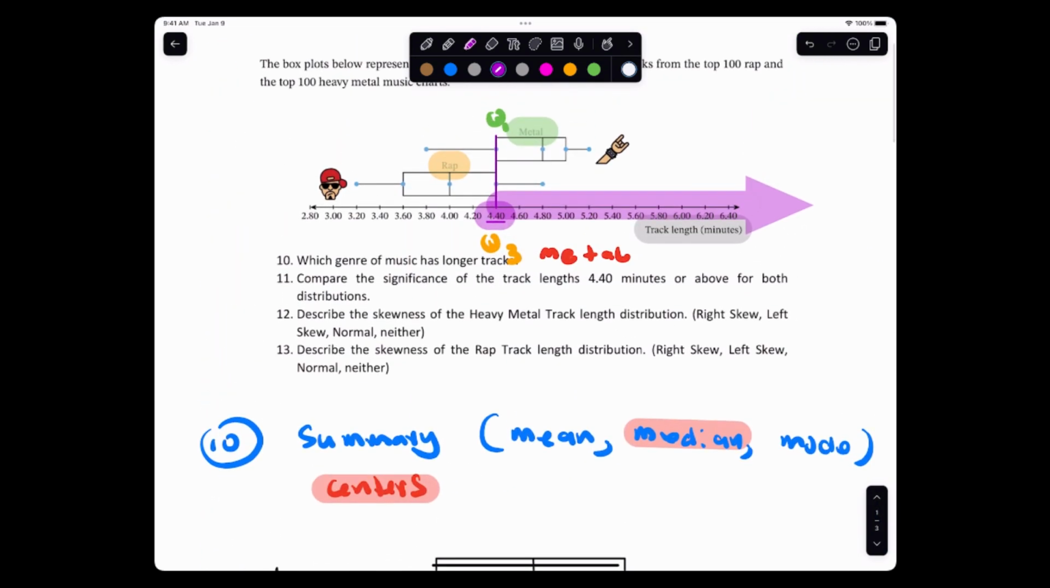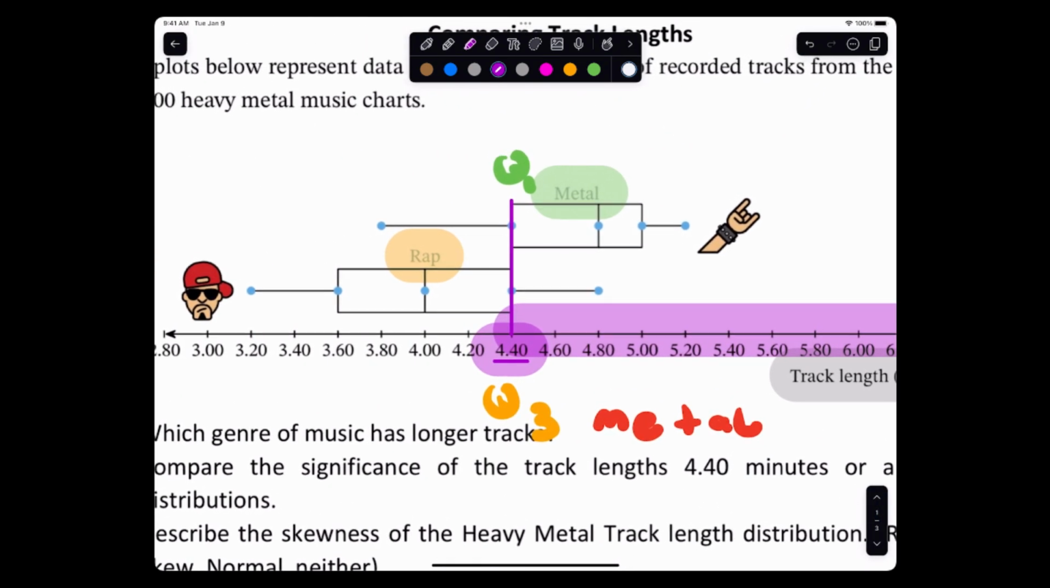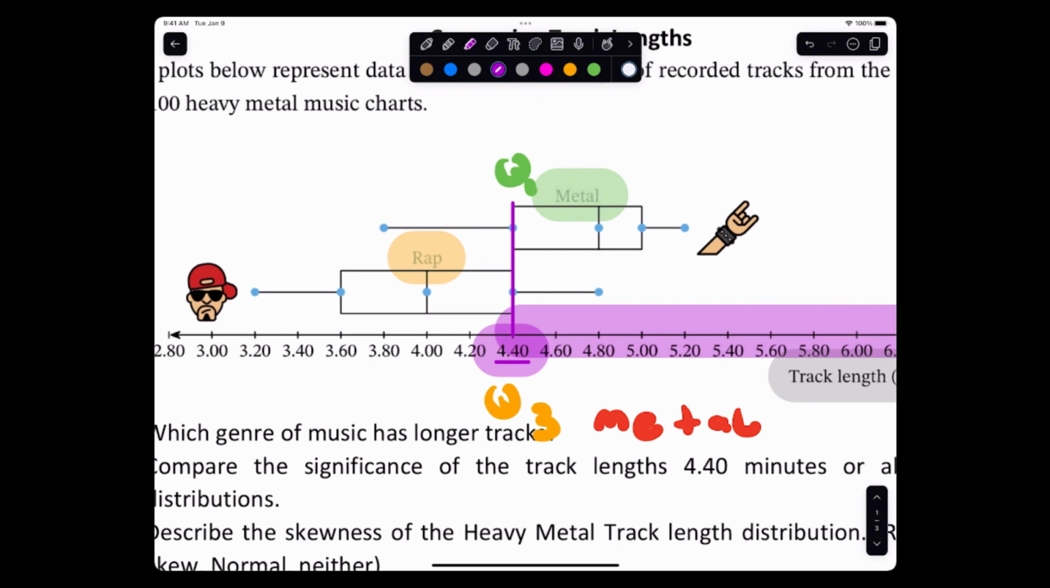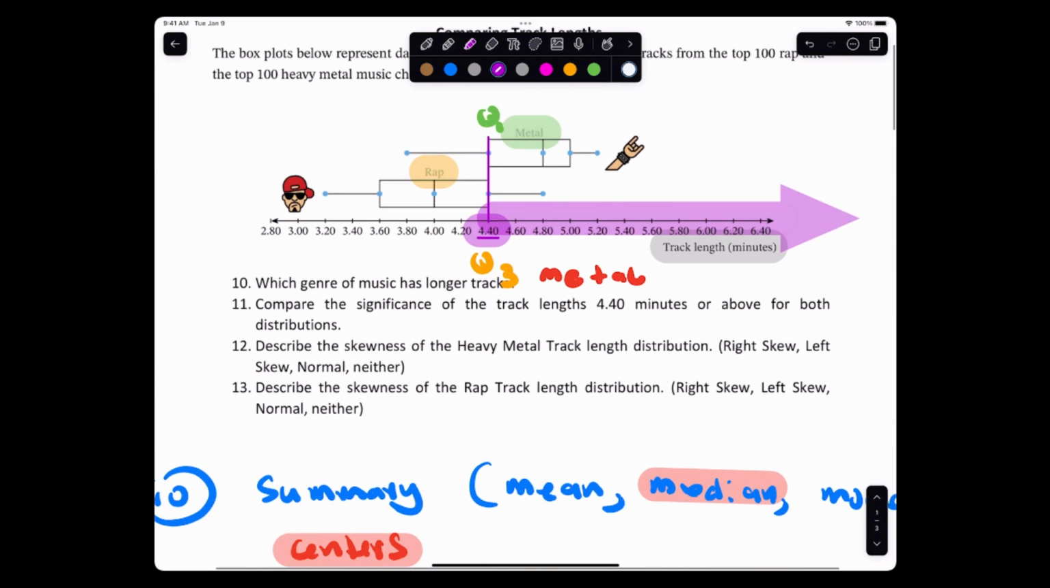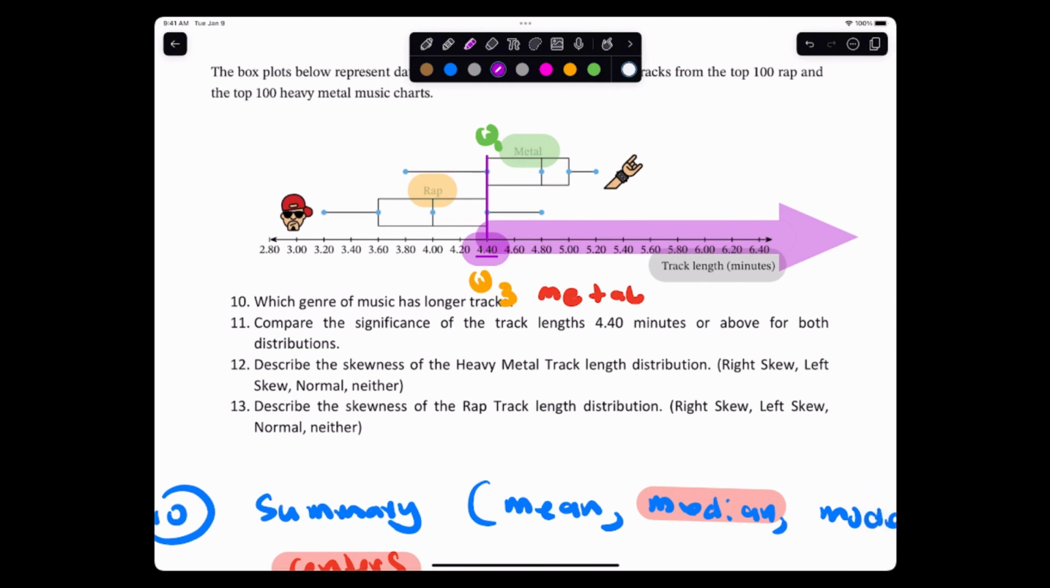That's what you see here. A picture is worth what? 1,000 words. There's your picture. That's number 11. They say, compare the significance of the track lengths for 4 minutes and 40 seconds or above for both the distributions. It's number 11. Okay, what does number 12 say?